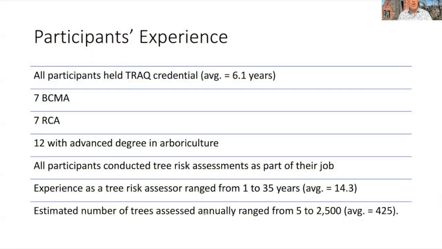Now moving on to the results. This is just an overview of the participants in the study. Out of the 18 people, everybody obviously had tree risk assessment qualification. The average was 6.1 years. We had 7 participants who were board certified master arborists, 7 were registered consulting arborists, 12 of the participants had an advanced degree, a master's or a PhD in arboriculture, and all 18 people regularly conducted risk assessments as part of their job.